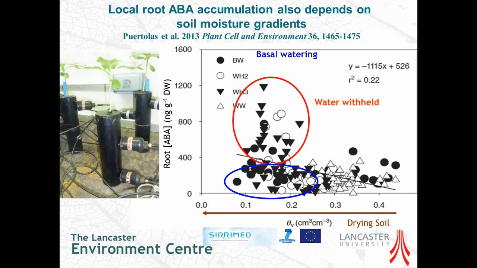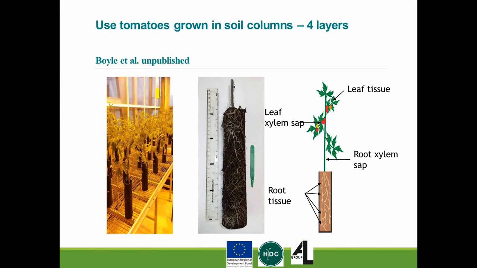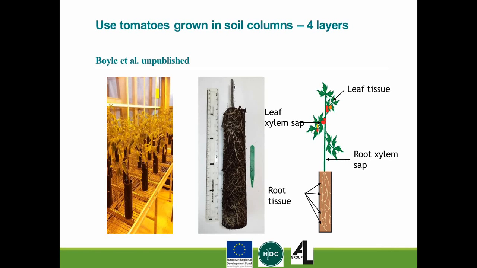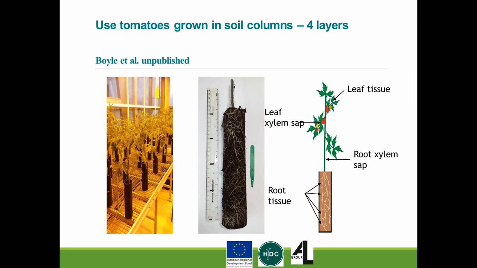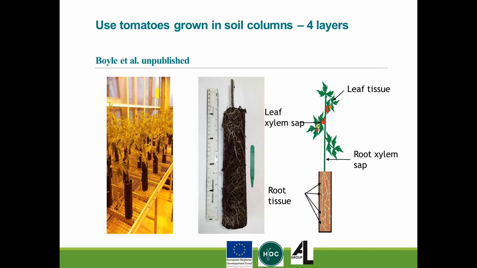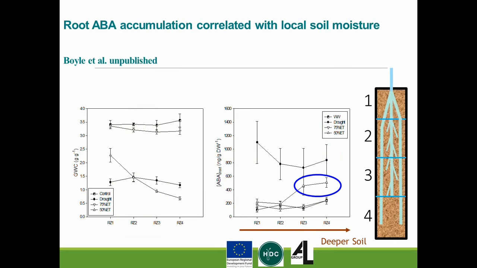And I think this response here may be involved in the response to sustained deficit irrigation that we saw earlier. And so our student Richard, who's currently working on this project, has been doing some work with tomato grown in soil columns, and he aims to measure the root ABA accumulation and also the soil water uptake from different parts of the root zone to try and explain this different response in stomatal conductance to these two different treatments.